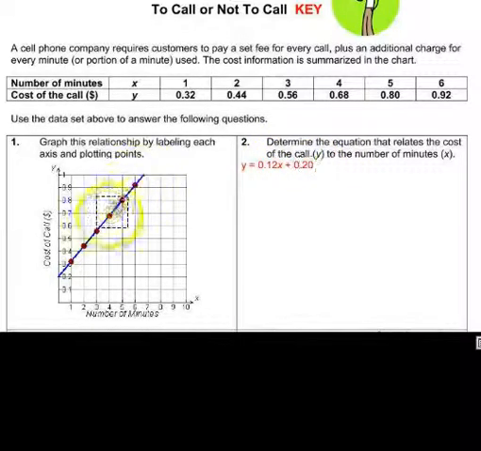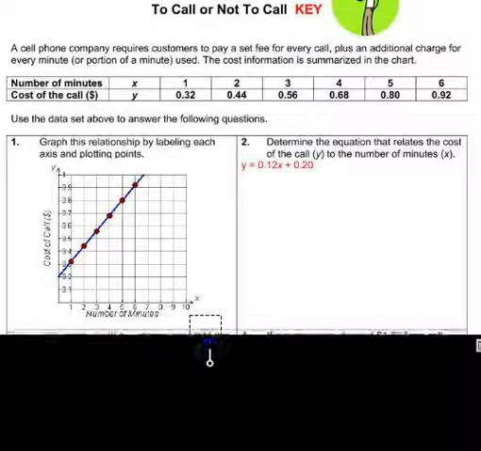Well, if we connect this, these are going up by 12 each time. If it costs us just 12 cents per minute, then at 1 minute we'd only pay 12 cents. But we've actually paid 32 cents. So there's an extra 20 cents in there. That means you're going to pay 20 cents before you even start. And when you connect those points, you can see where that's going to go down to the y-axis there at 0.20. So that's your equation there.